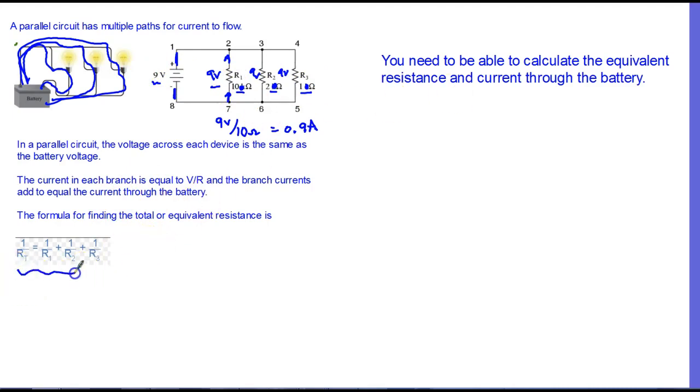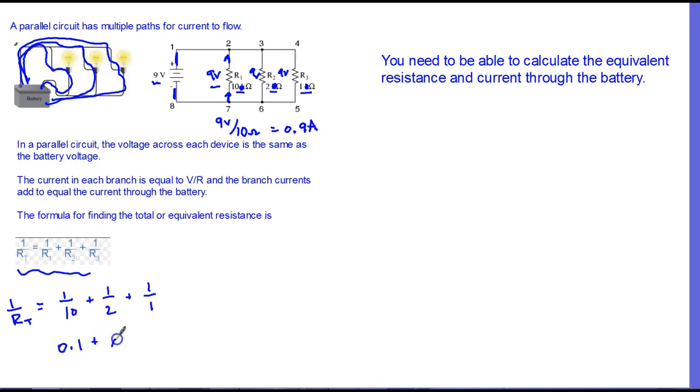Okay, equivalent resistance or total resistance for parallel circuits, very, very different than series. 1 over the total is 1 over 1 plus 1 over the other plus 1 over the third. And so 1 over the equivalent resistance is 1 over 10 ohm plus 1 over 2 ohm plus 1 over 1 ohm. Now, you can find common denominators if you want to, but I use the inverse button on my calculator, and I suggest that you do. And so 1 over 10 is 0.1.